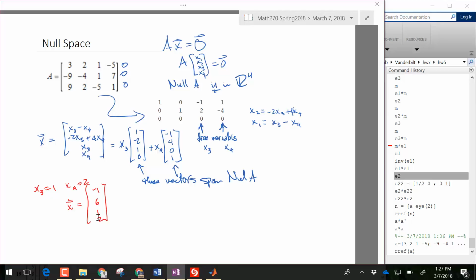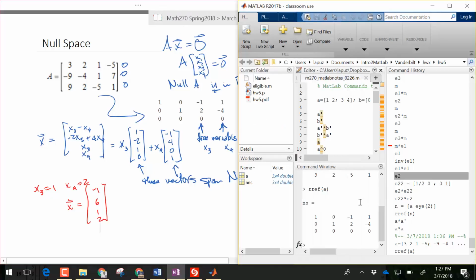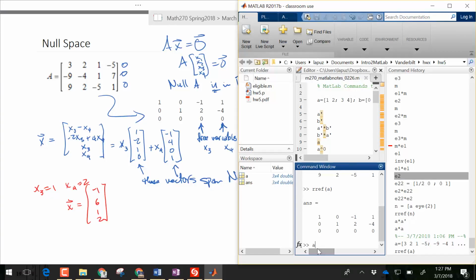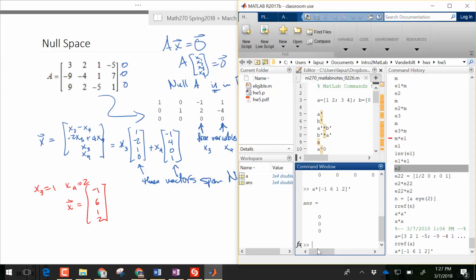So what does it mean to be in the null space? That vector is in the null space, which means if I multiply A times that vector, and I'm going to write this vector in MATLAB as a row vector and then take the transpose of it, the apostrophe symbol is transpose. So now I can multiply this. I should get zeros. 0, 0, 0, because it's a linear combination of those two things.